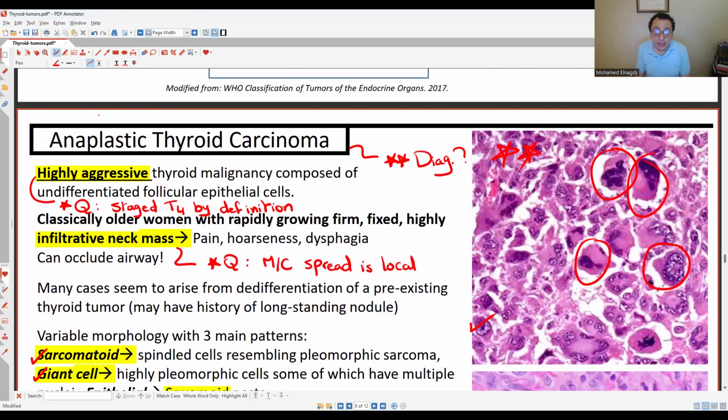Anaplastic carcinoma is highly likely to spread locally. It's a very, very locally aggressive tumor. I always say it shows early infiltration of the trachea and of the esophagus, and it leads to stridor and hoarseness of voice, and dysphagia.